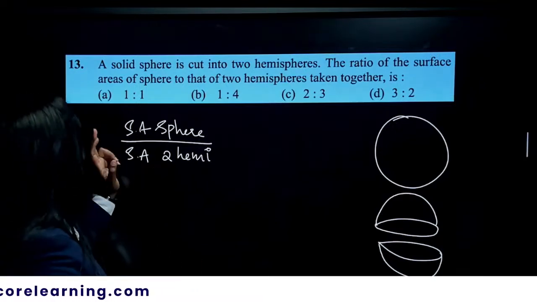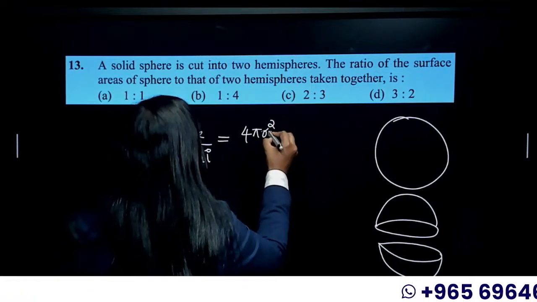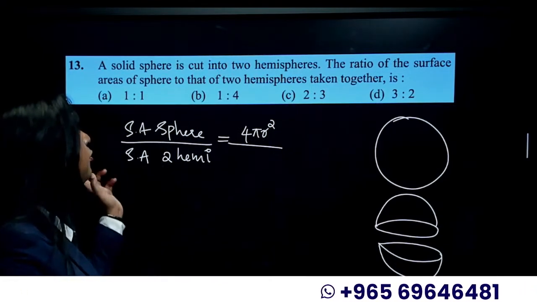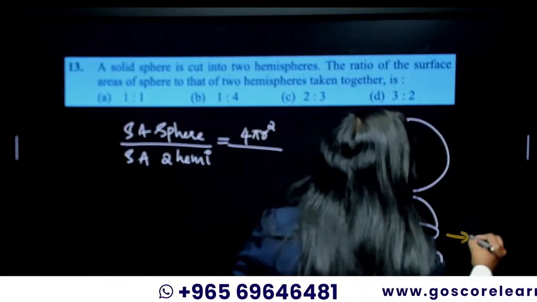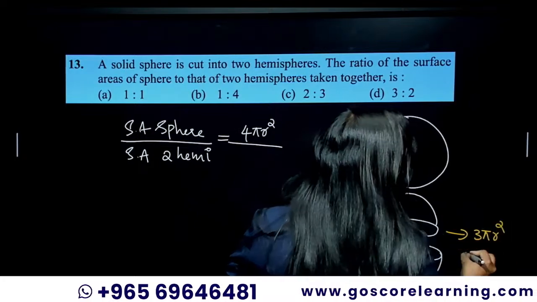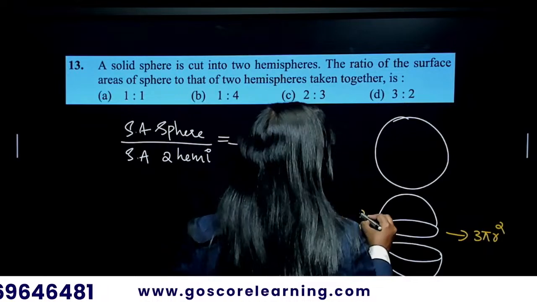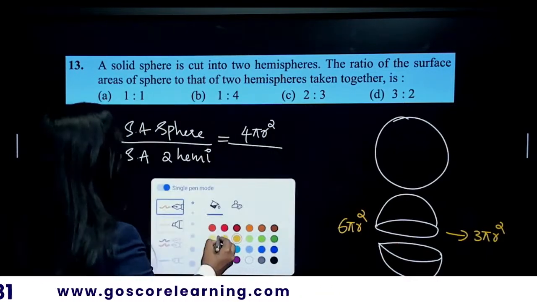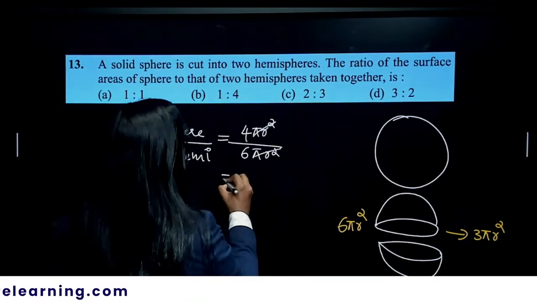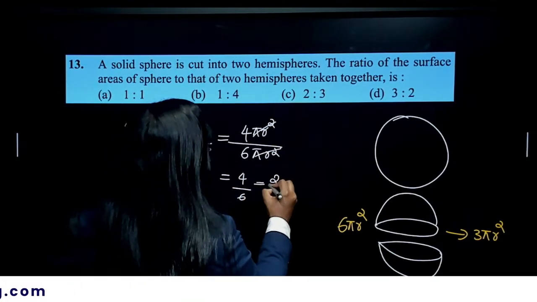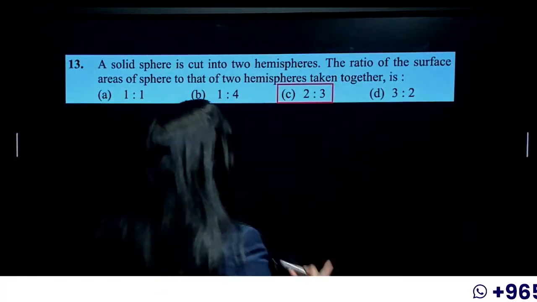Surface area of a sphere is equal to 4 pi r square, and the surface area of a hemisphere is 3 pi r square, that we know already. So for two hemispheres, 3 pi r square into 2, which is going to be 6 pi r square, right? So 4 pi r square divided by 6 pi r square. You will be cancelling this. So it's 4 by 6, which is equal to 2 by 3. So the ratio is 2:3. So option C is the correct answer.